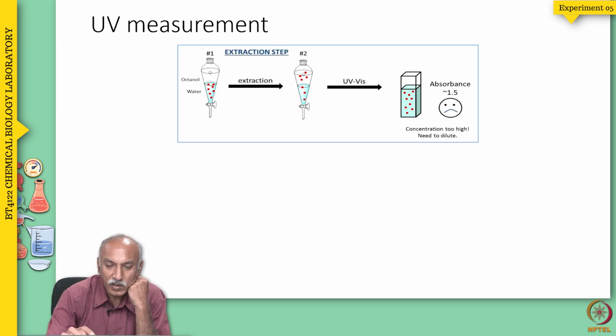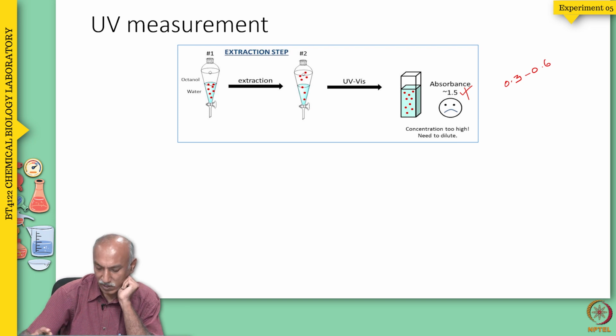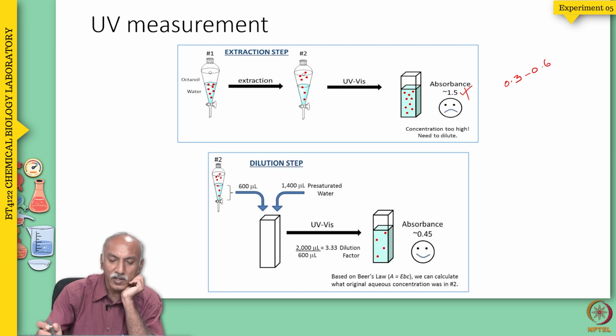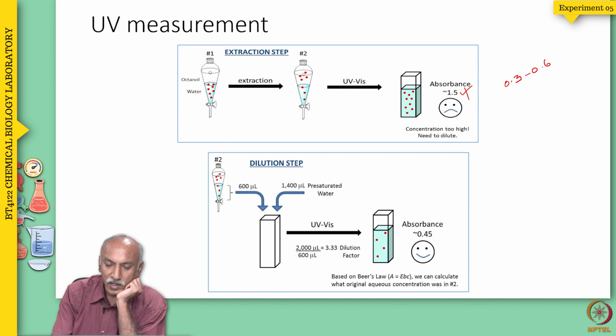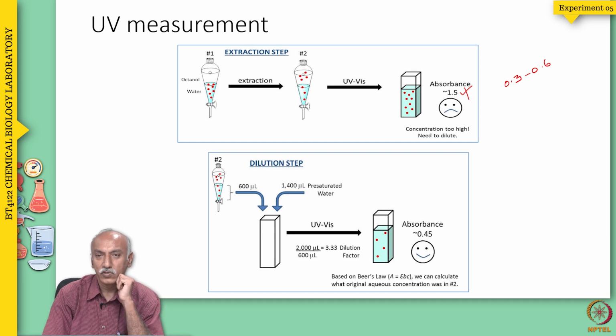If you are taking the entire extract and doing UV absorption, the absorbance ideally should be 0.3 to 0.6. If it says about 1.5, this is not accepted. This is not good, the concentration is too high, so you need to dilute. You do a serial dilution with the pre-saturated water. Now you find out the absorbance, it is about 0.45, and now you can find out the original aqueous concentration in phase 2.